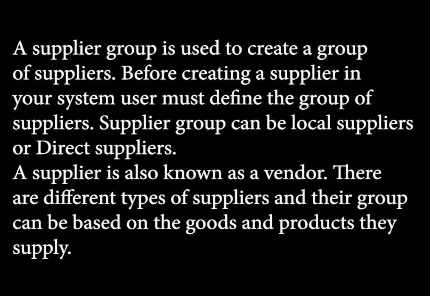A supplier group is used to create a group of suppliers. Before creating a supplier in your system, the user must define the group of suppliers. A supplier group can be local suppliers or direct suppliers. A supplier is also known as a vendor. There are different types of suppliers, and their group can be based on the goods and products they supply.